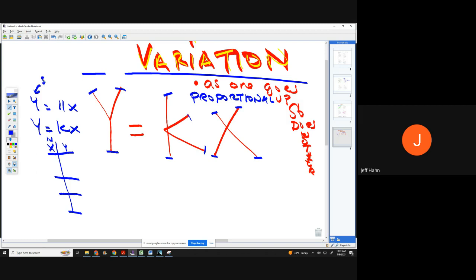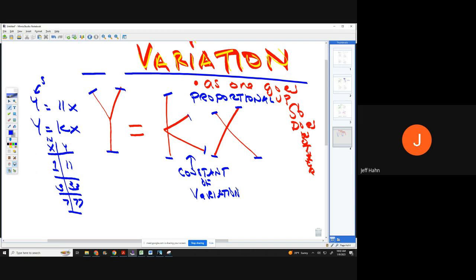It's the dependent variable because it depends on how many hours you work. You work 1 hour, you get $11. You work 3 hours, you get $33. You work 7 hours, you get $77, just that way. The letter k, because it does not change in all this, I keep multiplying by this 11 every time, is what's called the constant of variation. Constant because it does not change.